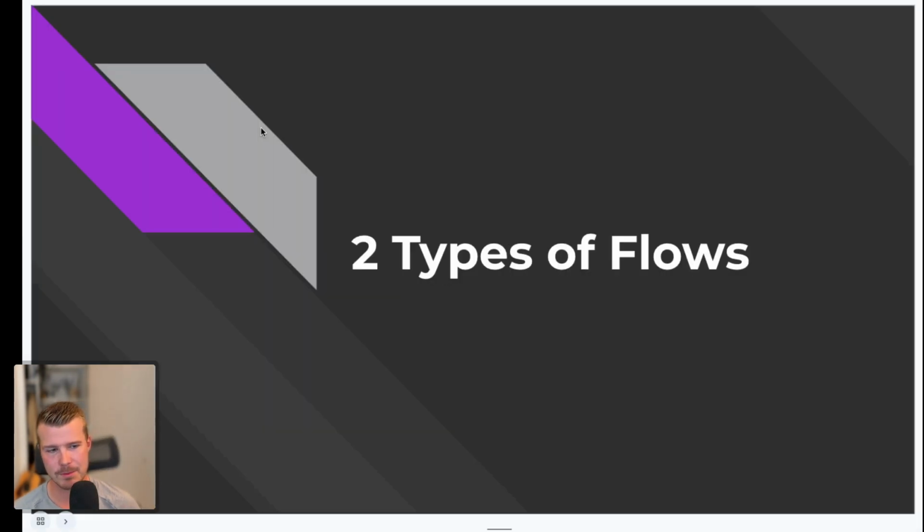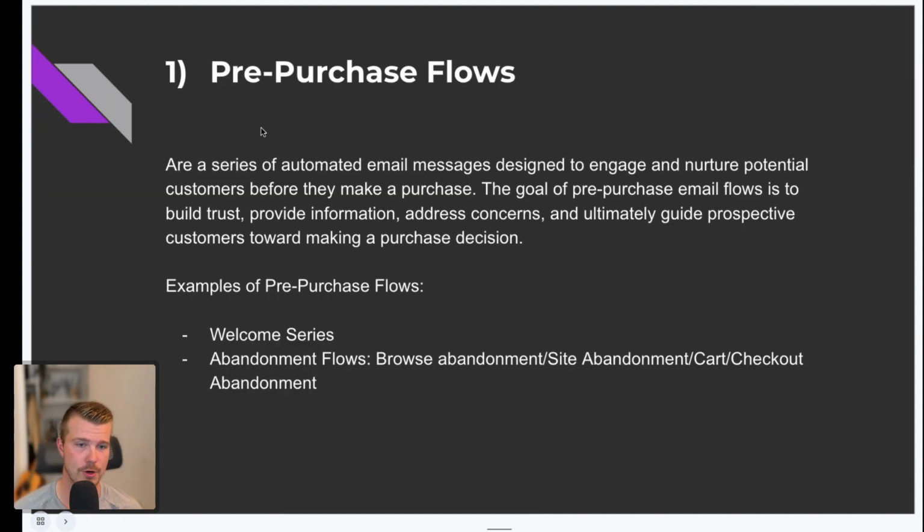So the next piece is that there's two types of flows here, right? There's pre-purchase flows, and these are a series of automated email messages designed to engage and nurture potential customers before they make a purchase, right? The goal of the pre-purchase flow is ultimately to build trust, to provide information, to address concerns, and to guide prospective customers towards actually making a purchase decision, right?